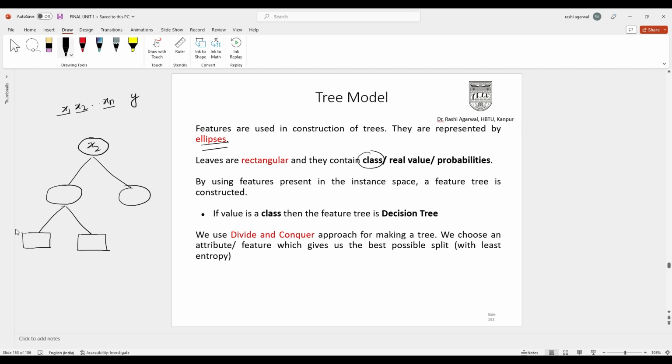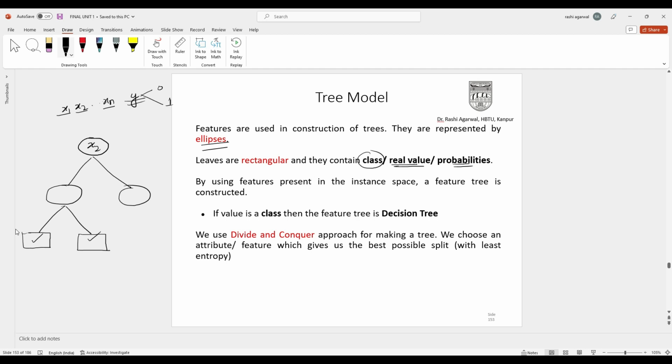They could be classes. So if I have y as a class, maybe I have two classes, a 0 or a 1. It could be a class, or a real value if I am trying to find some value through regression. It could also be probabilities, so I could end up with some probability of the occurrence of that particular instance. Leaves are rectangular. These are my leaves which are terminal, and they contain a class, real values or probabilities.